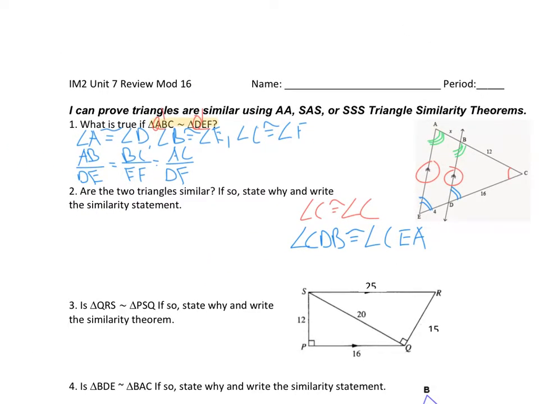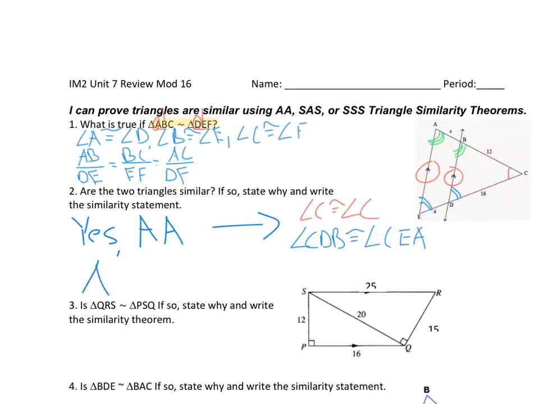And then are the two triangles similar? Yeah. Our answer is yes. And what's our reasoning why? Our reasoning would be angle, angle. And there's our support for angle, angle. And then it says write a similarity statement.